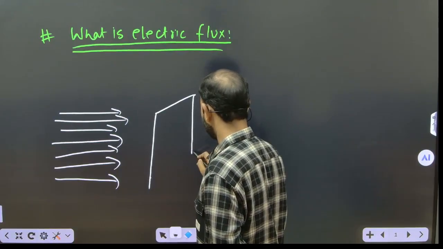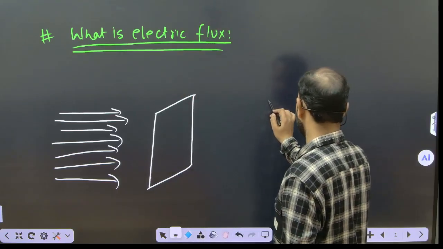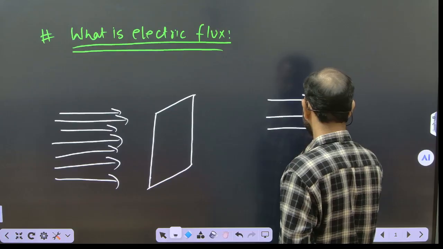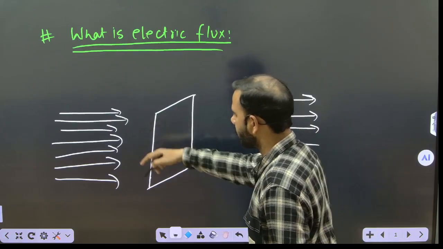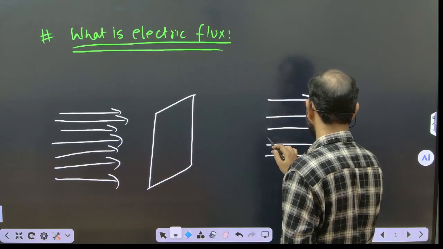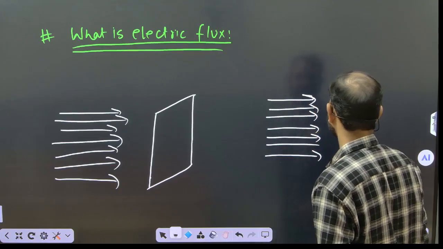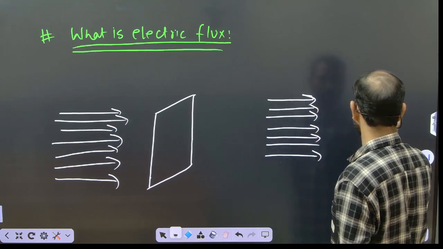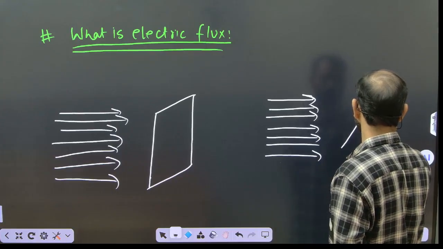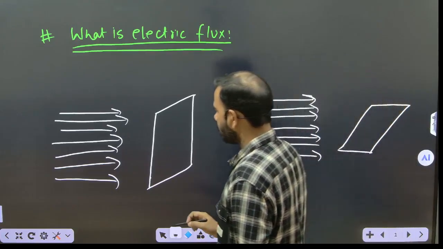Here is another arrangement of the same electric field. How many electric field lines are here? 3, 4, 7. Here also we draw 7 electric field lines, and the orientation of the plane is like that.